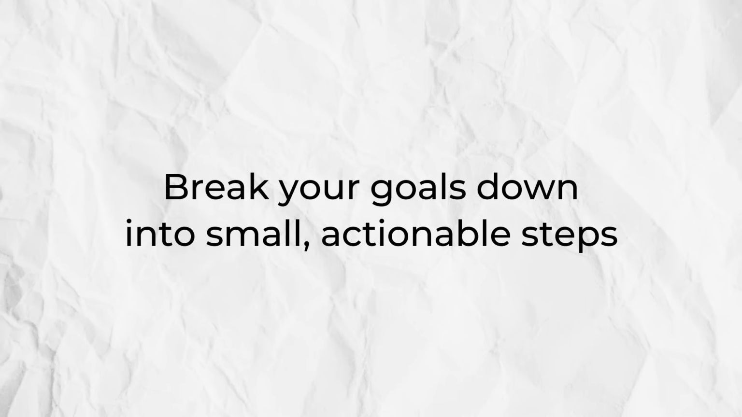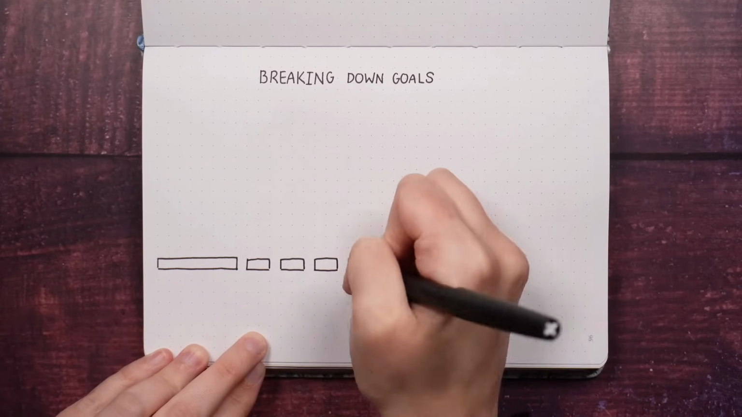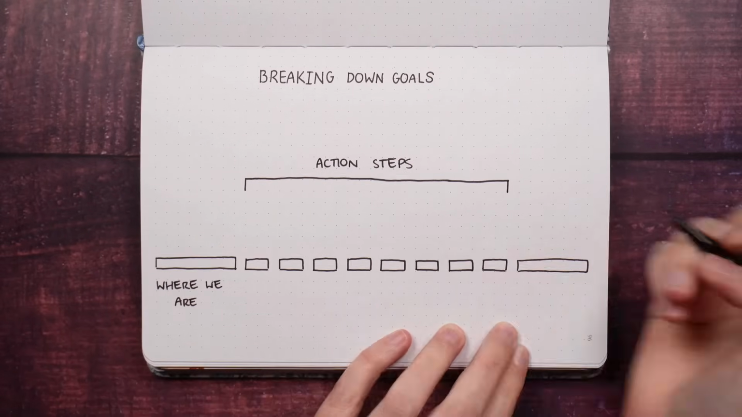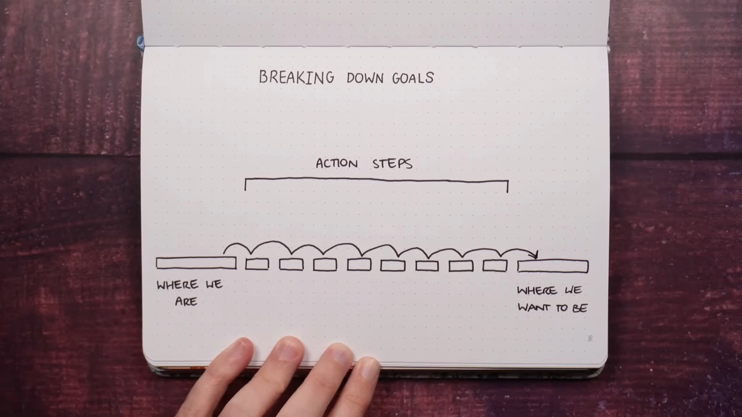We're often told that to achieve our goals, we just have to break them down into small, actionable steps. But how do we do that? I've never found the advice, just do it, to be particularly helpful, so let's have a closer look. When it comes to breaking down a goal, we're trying to think of the actions we need to take or do in order to get from where we are to where we want to be.